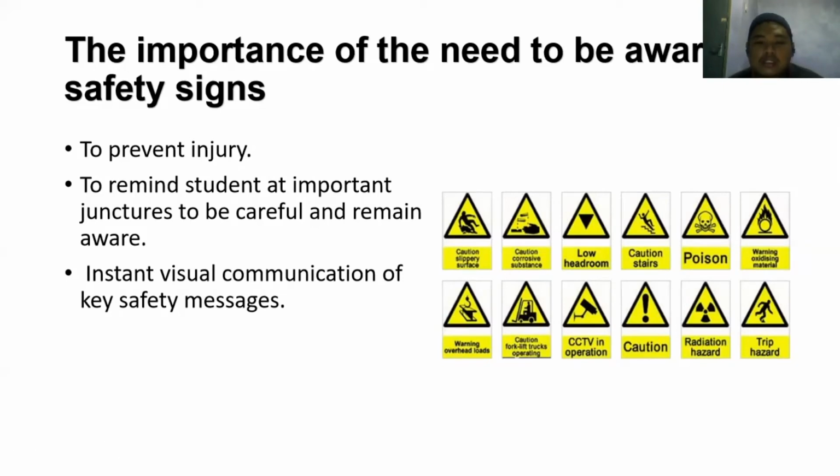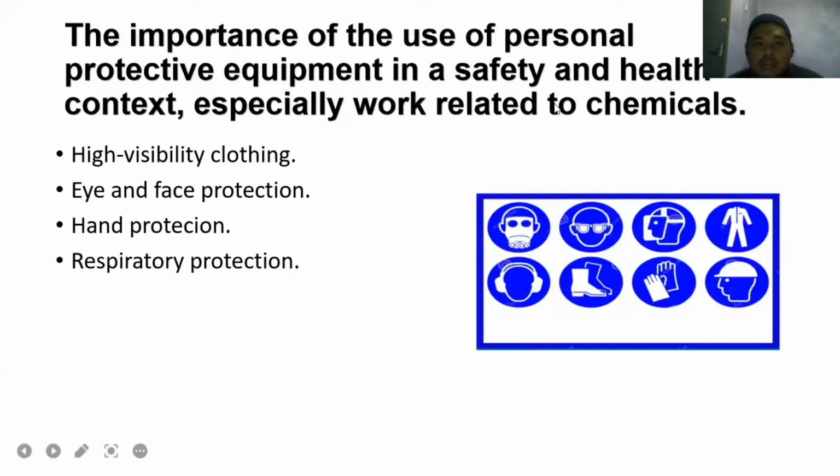Next, the importance of the use of personal protective equipment in safety and health context, especially related to chemicals. Personal protective equipment (PPE) is equipment that will protect students against health or safety risks on the job. The purpose is to reduce employee exposure to hazards when engineering or administrative controls are not feasible or effective to reduce this risk to an acceptable level. So this hazard risk can be anything from a wet floor to falling debris or everything in between.